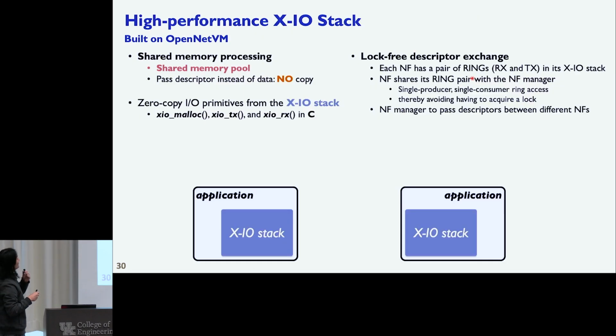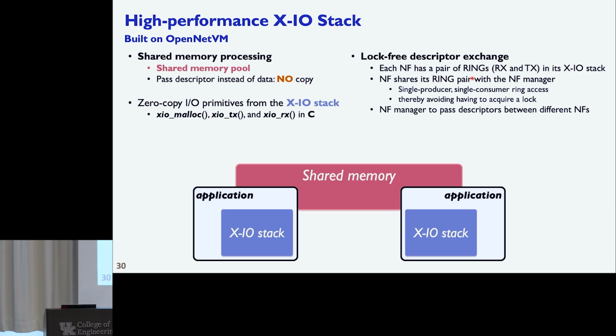Next, I will go through the details of each component one by one. The first is the high-performance XIO stack, which is built on top of OpenNetVM. To enable shared memory processing, we need a shared memory pool that is accessible by the different applications. The key idea here is to use a memory map. Basically, you can map the memory of one application into the address space of other applications to make sure they have the same view of that shared memory pool.